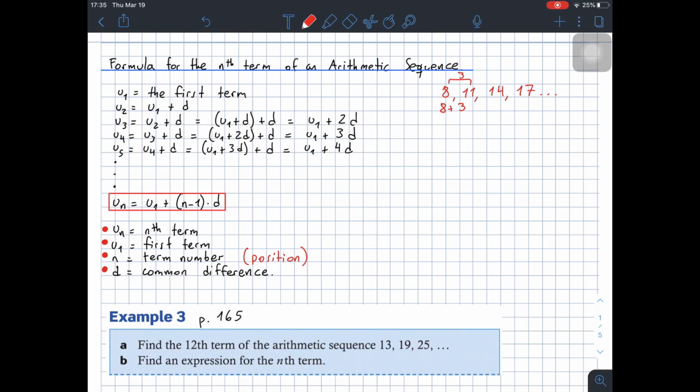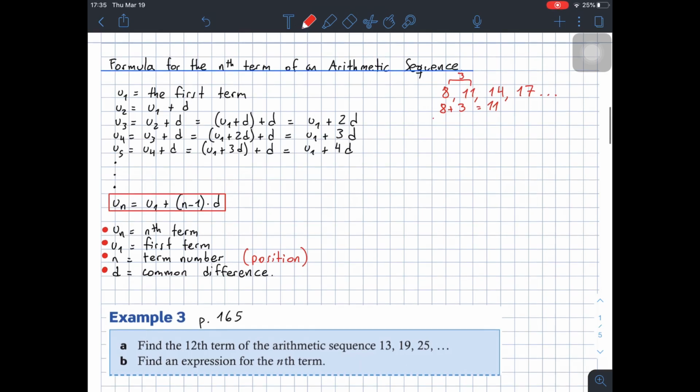So the second term is calculated by doing u1 plus the common difference. That's how we get u2, okay? This is 11. Then, if we follow the same reasoning, we will see that u3 is obtained by doing u2, the second term, plus the common difference. The second term plus 3 gives us 14, right? 11 plus 3 is 14.